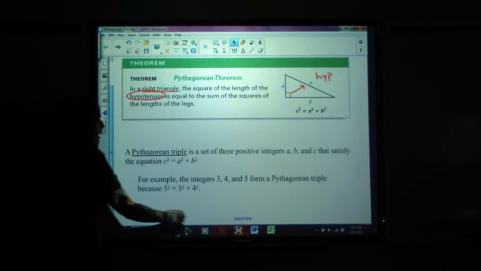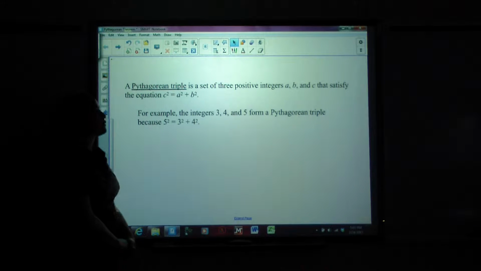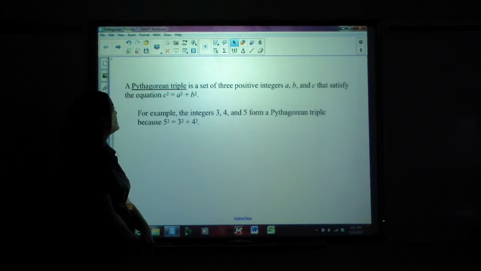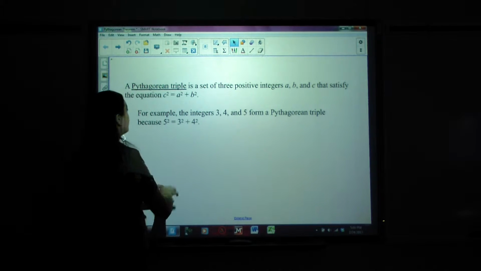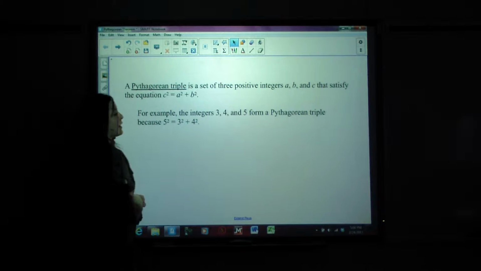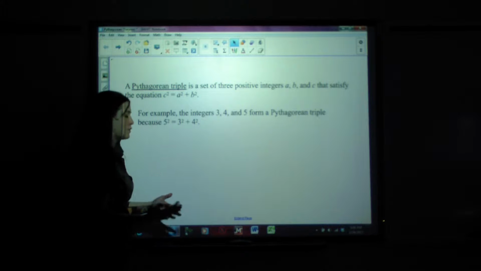Real quick, if you're asked what a Pythagorean triple is, a Pythagorean triple is a set of three positive integers, a, b, and c, that satisfy the equation c squared equals a squared plus b squared. The important thing is that they are integers, no decimals. For example, 3, 4, and 5 are a Pythagorean triple because 5 squared equals 3 squared plus 4 squared.